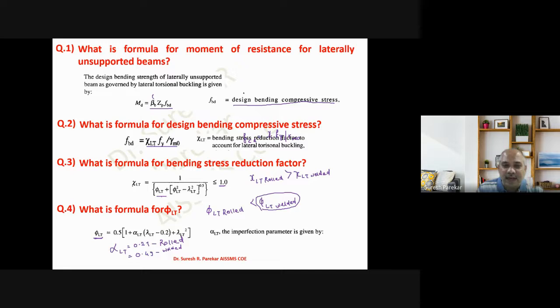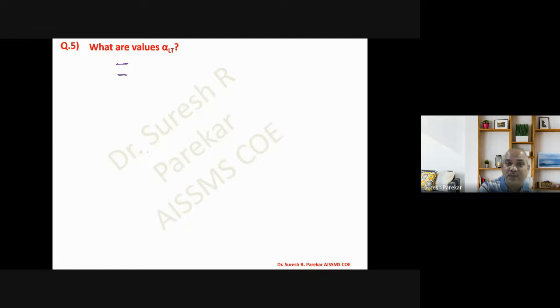So now try to understand, phi LT is greater for welded, but as it is in denominator, when we will calculate XLT, denominator is more. So we can say denominator for rolled is less than denominator for welded, and as denominator for welded is greater, so automatically my XLT for rolled is greater than XLT for welded, and therefore the value of fbd is always greater for rolled section than that of welded section. So this you should be in position to explain.